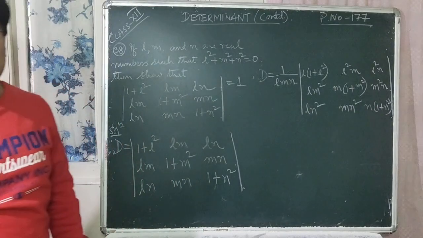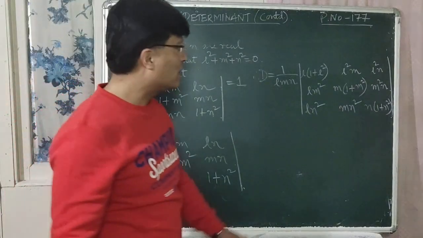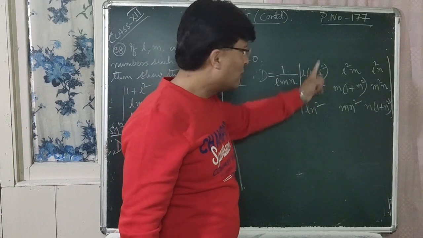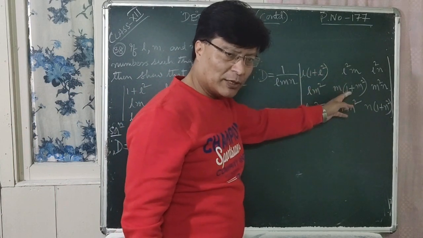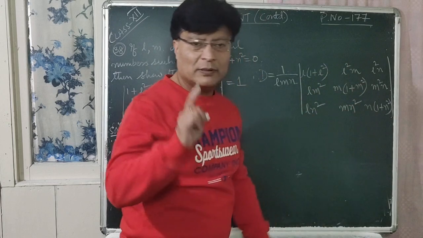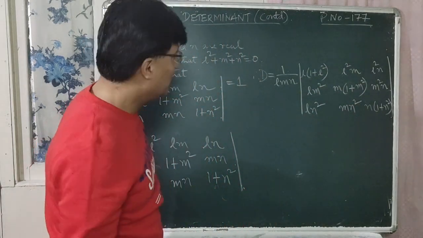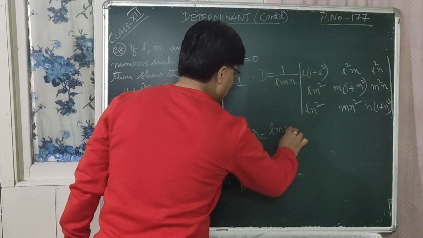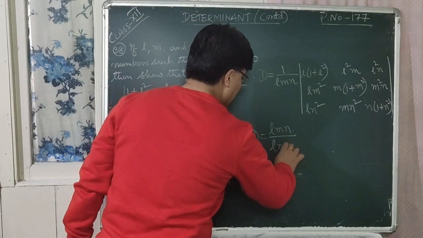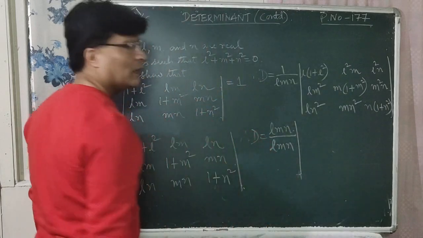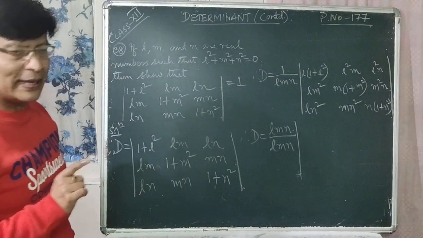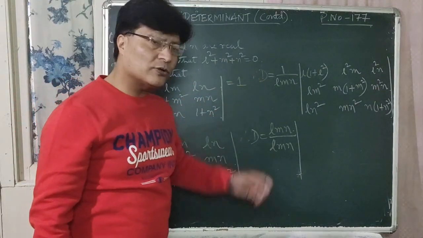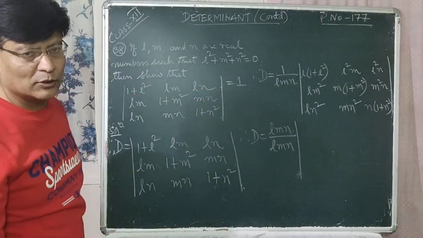So now what will you do in the next step? Now again, from the first column you have to take L common. From the second column, M common. And from the third column, N common. Okay? So therefore D is equal to LMN common divided by LMN. Okay? L, M and N are respectively taken common from the first column, second column and the third column.